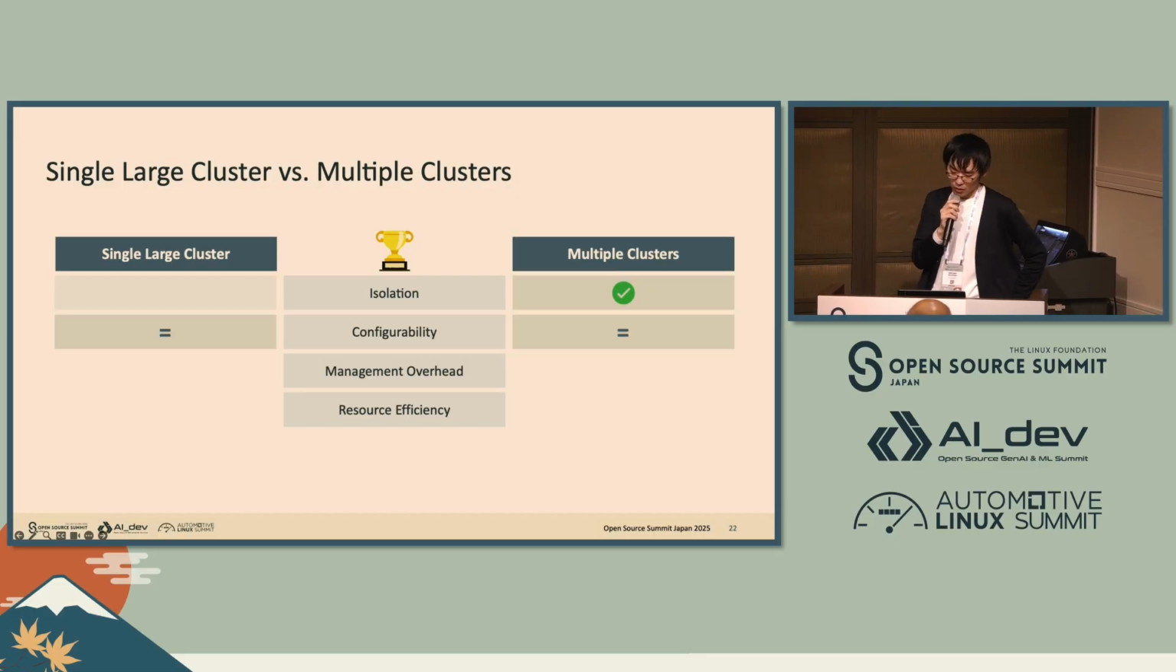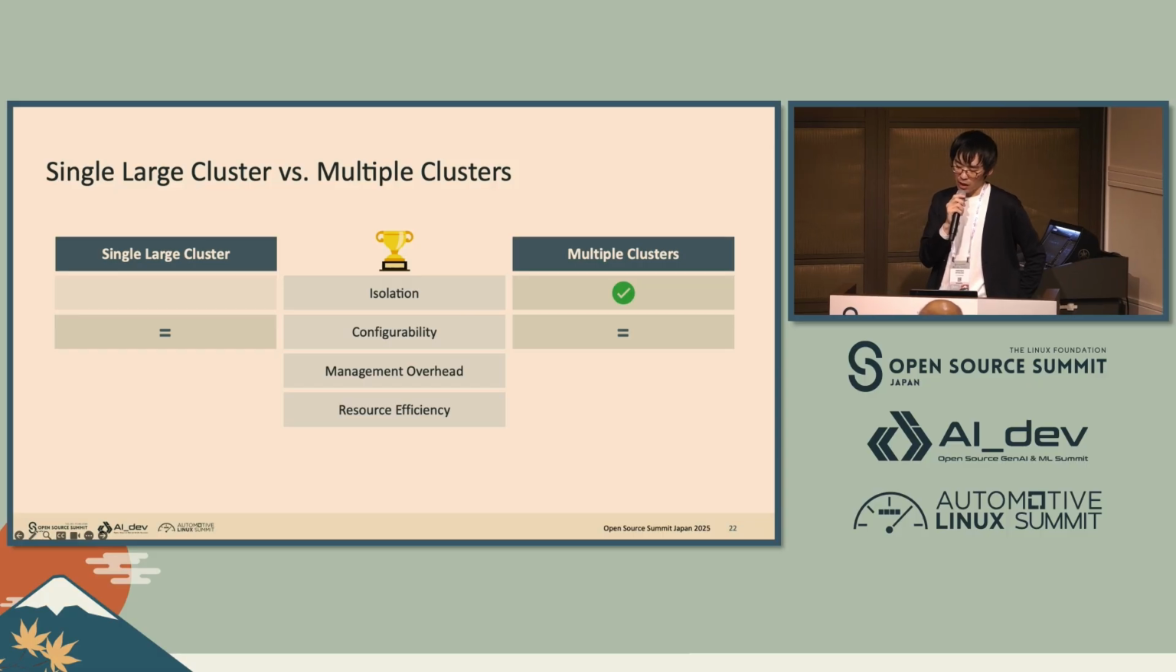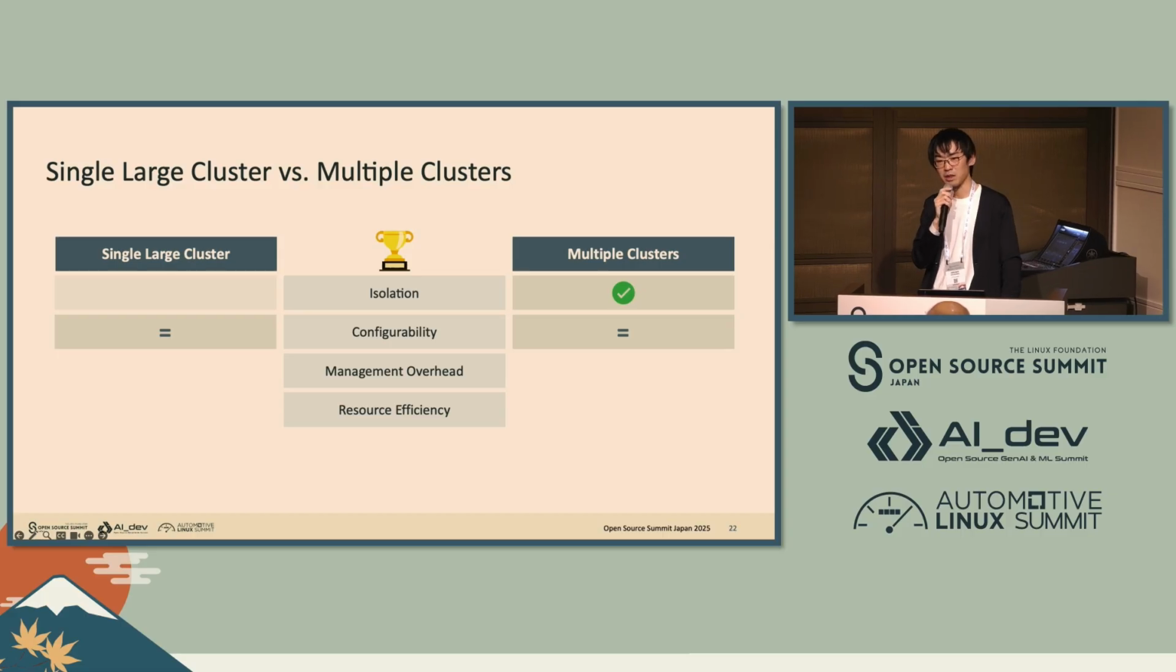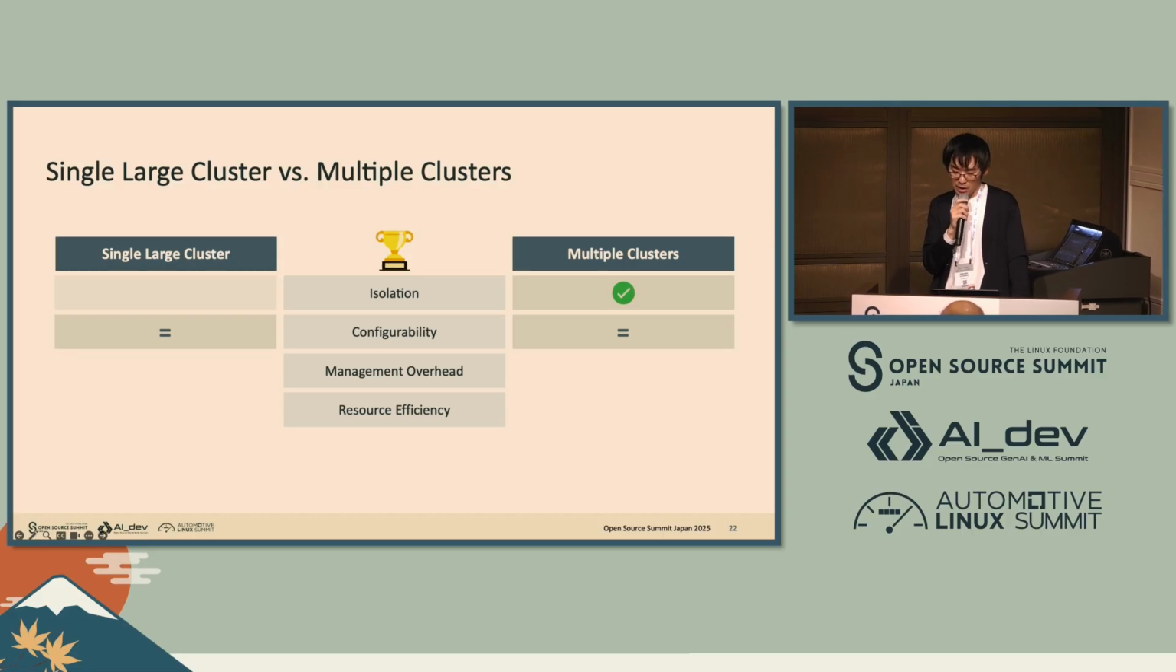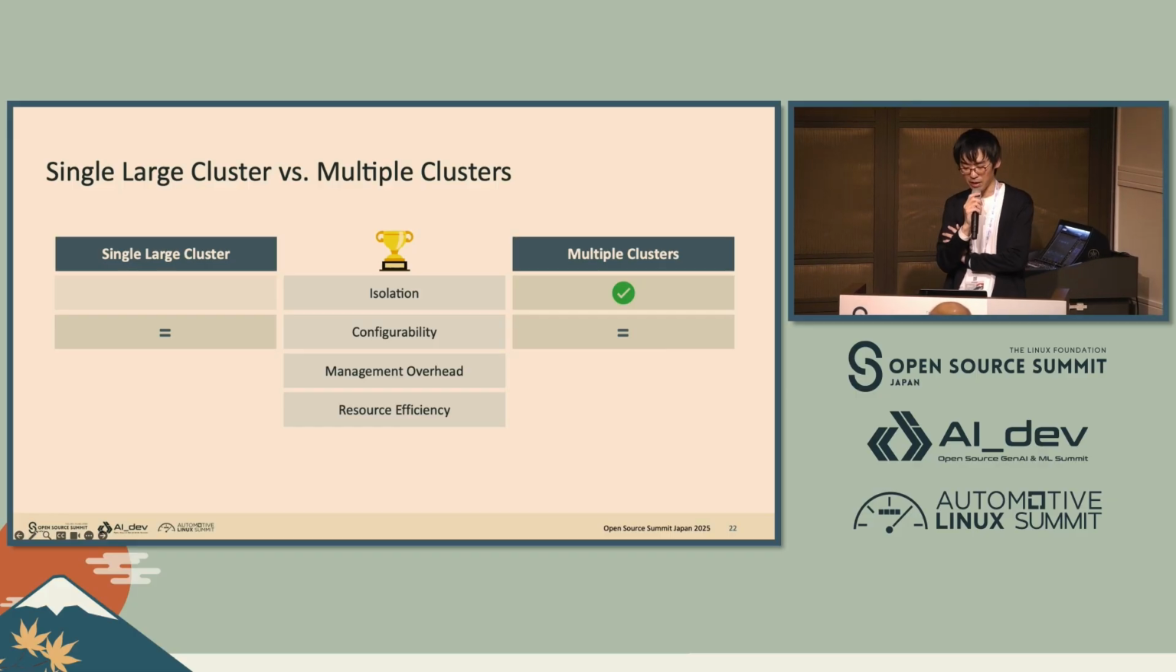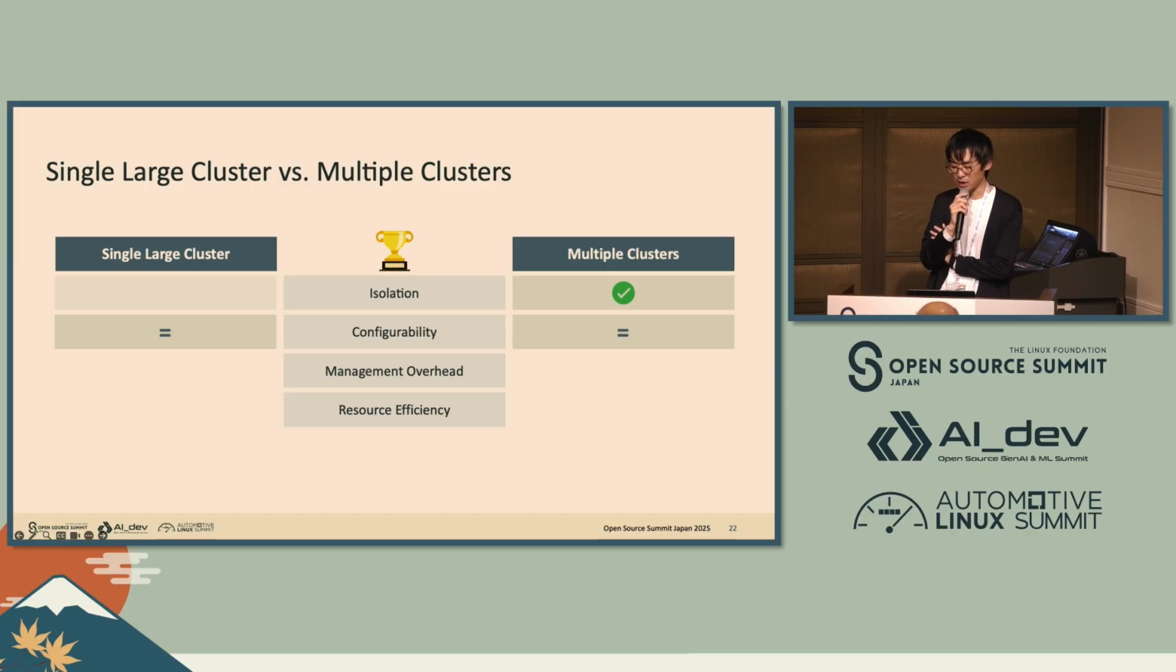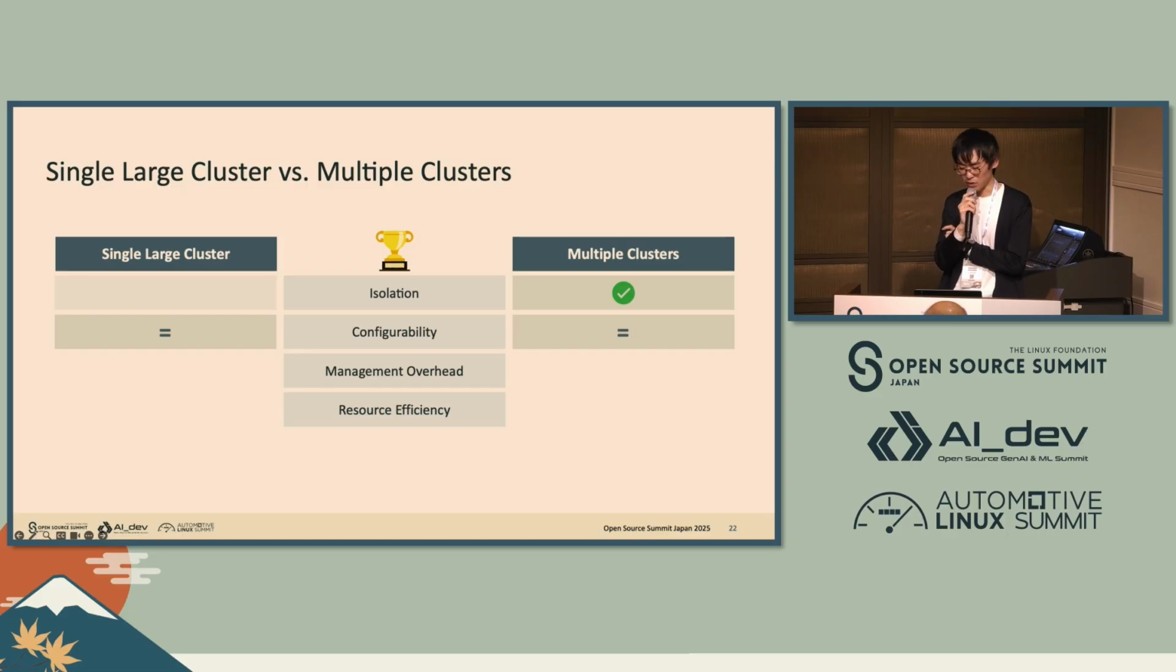Next one is configurability. How much freedom users have to customize their clusters. In this area, both models are roughly the same. In the end, users access a single multi-tenant API endpoint in both designs, and that shared interface limits how much tenant-specific configuration can be allowed. So neither approach makes it easy to apply highly customized tenant-only settings.